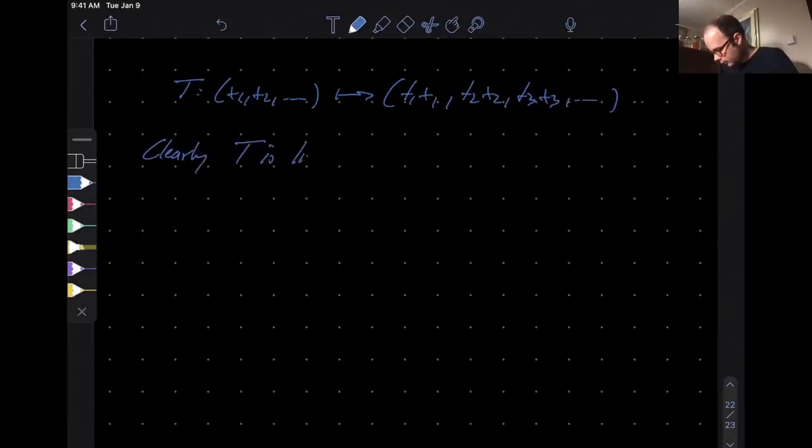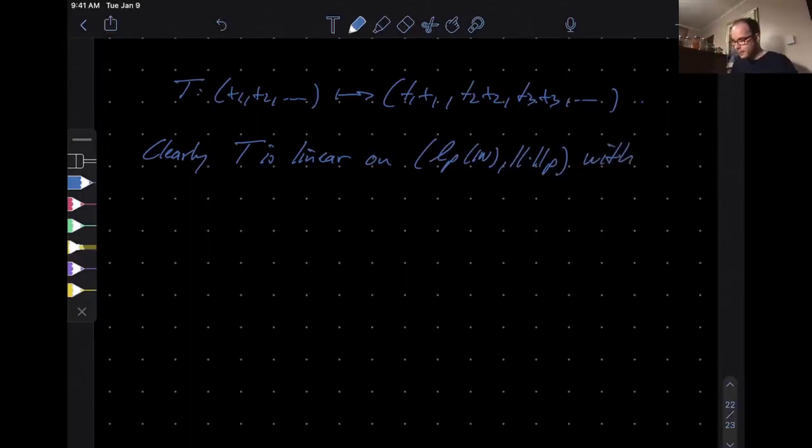Okay. Then, a few things to be checked, clearly. T is linear, because how you add sequences, you add them component-wise. That's clear. So T is linear on l^p_N with the p norms. Now we have to check that it is bounded. Okay, so let's do this first for p away from infinity.